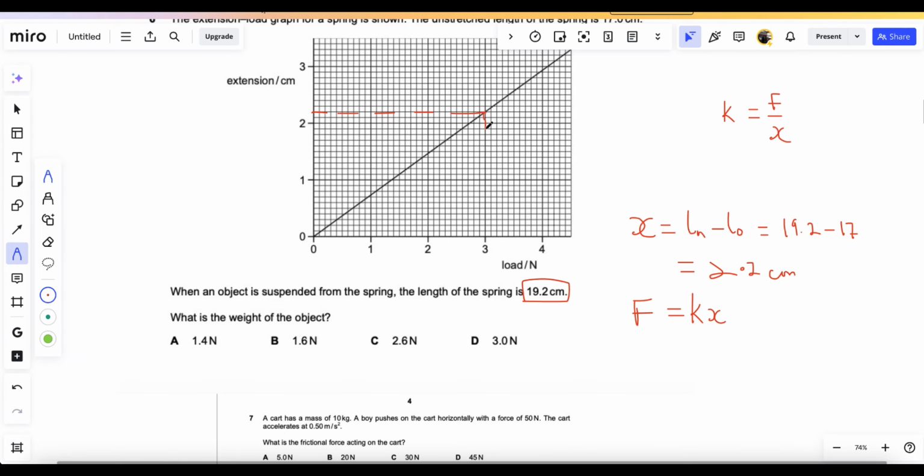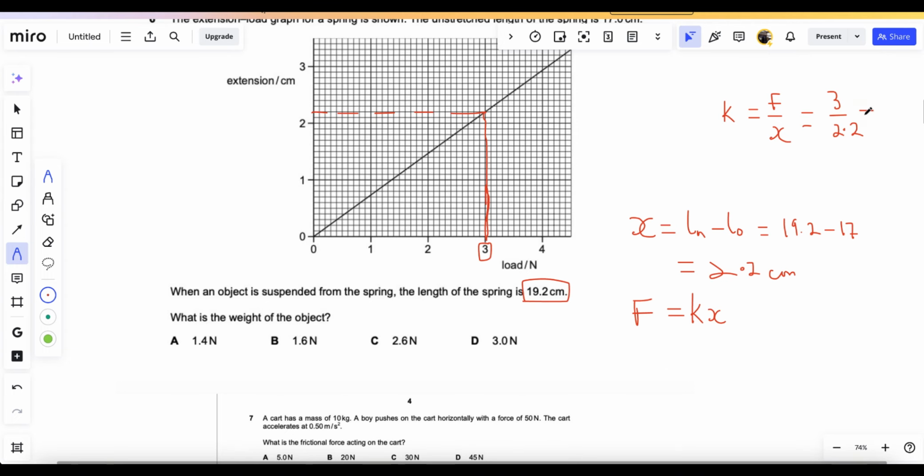If you bring it across, the force is 3 newtons, don't mind my wrong drawing. So you just put 3 divided by 2.2 so that we can get the value of the spring constant. What do we get? 1.3636, so we just say approximately 1.36.